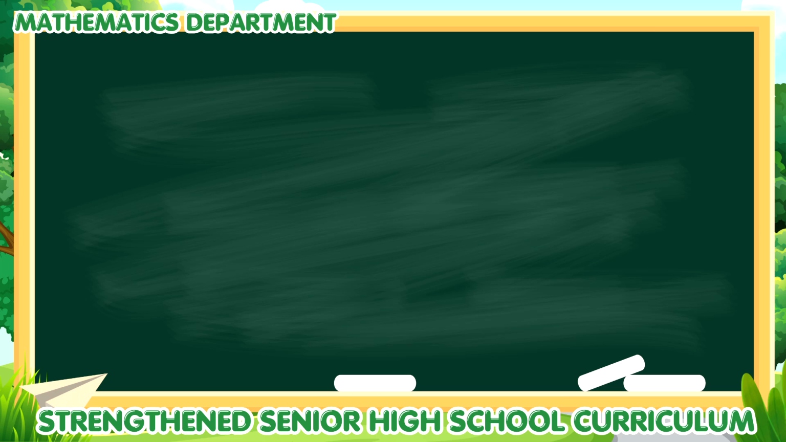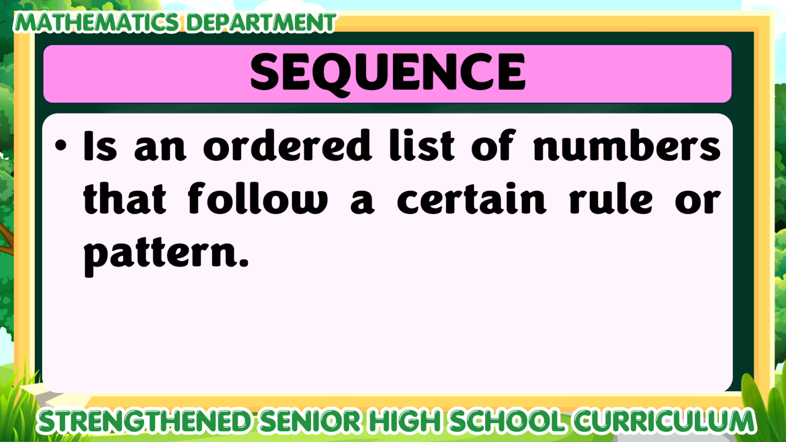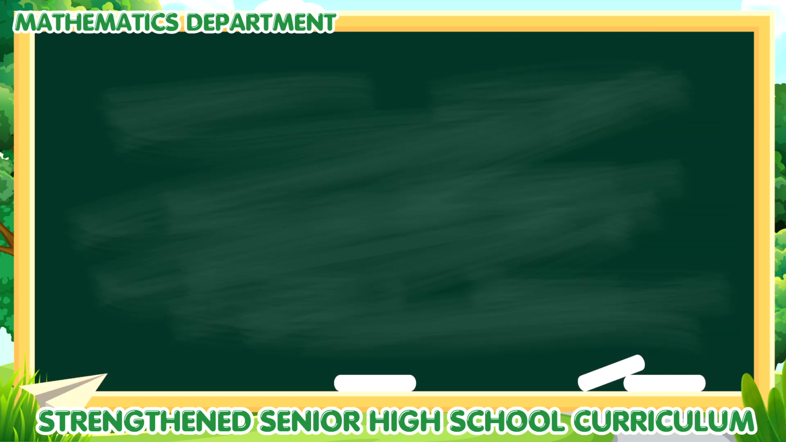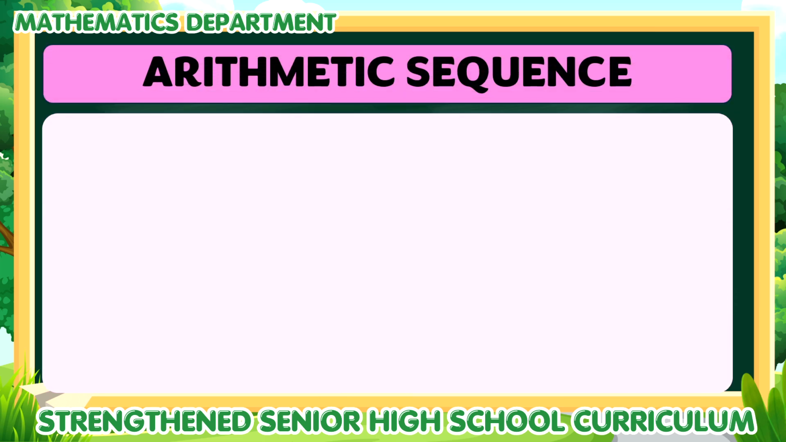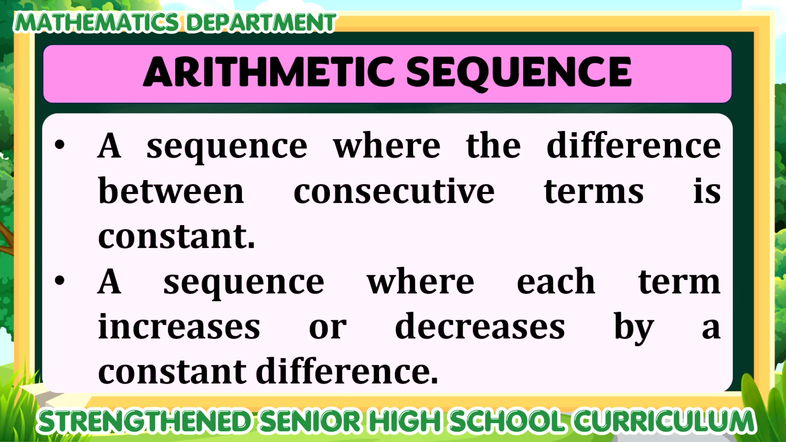From the previous video, we defined sequence as an ordered list of numbers that follow a certain rule or pattern. One type of sequence is the arithmetic sequence, and we define arithmetic sequence as a sequence where the difference between consecutive terms is constant. It is a sequence where each term increases or decreases by a constant difference.